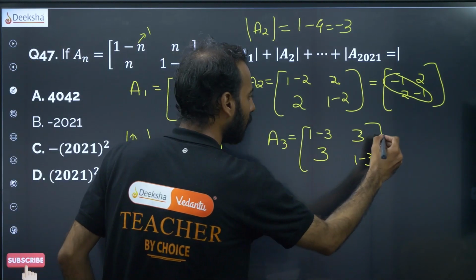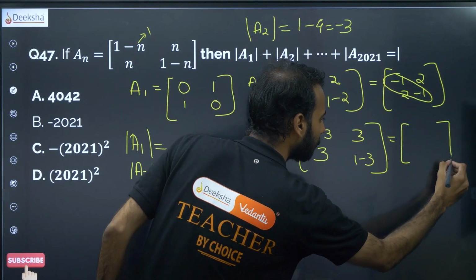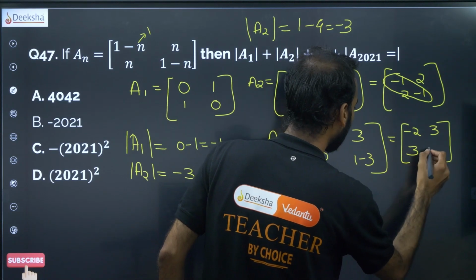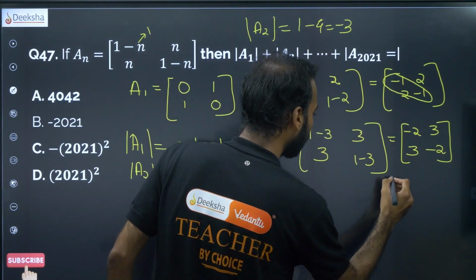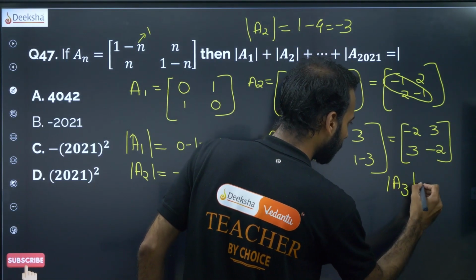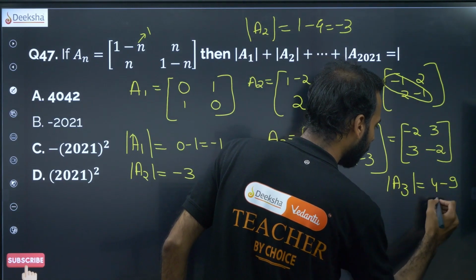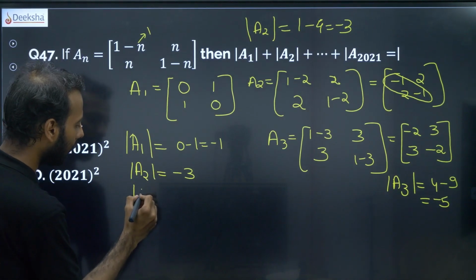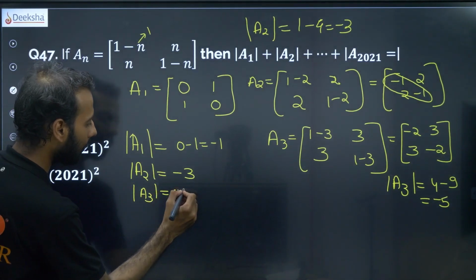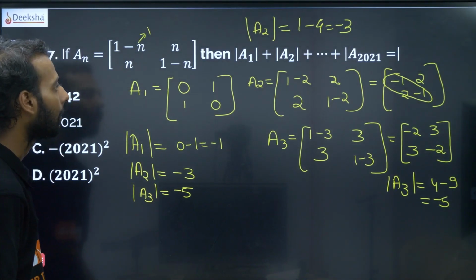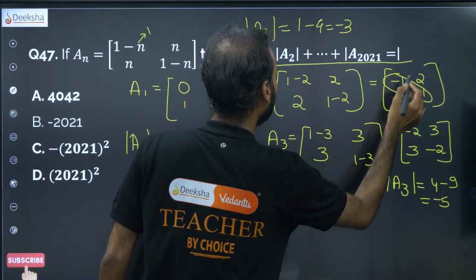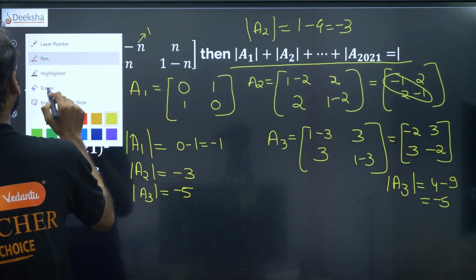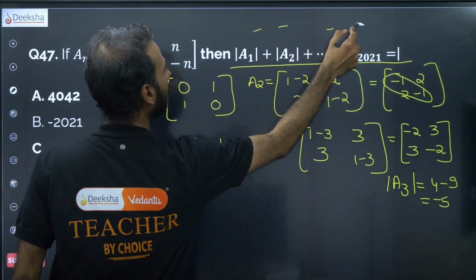Next, A3 is this, so if you simplify you will get 1 minus 3 minus 2, 3 3, 1 minus 3 minus 2. Now if you take the determinant function of A3, 4 minus 9 is minus 5. So determinant of A3 is minus 5. Now they are asking to find this value. What are they asking? They are asking to find the determinant of the determinant of A. If you want to make a note of this, make a note of this. I am removing this from here.